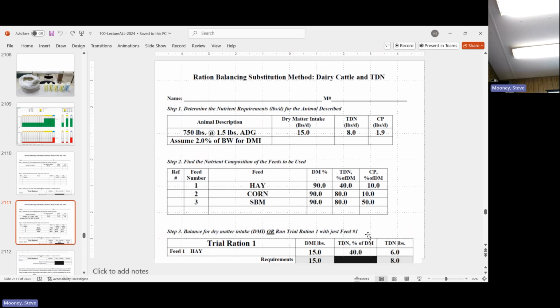Then our third feed, number 3, is going to be soybean meal. That's going to be, relatively speaking, high in energy and high in protein. So all 3 of our feeds are dry feeds, so we're at 90% dry matter. Then we've got TDN at 40, 80, 80, crude protein 10, 10, and 50. So we're doing the exact same feeds again. We're doing it with the form.